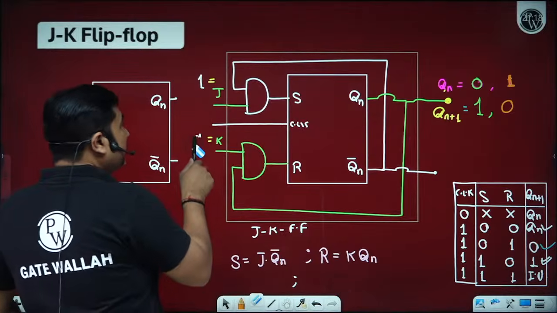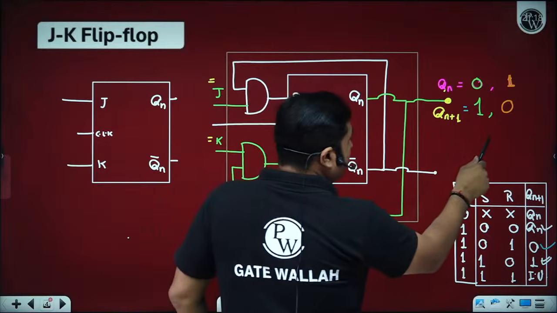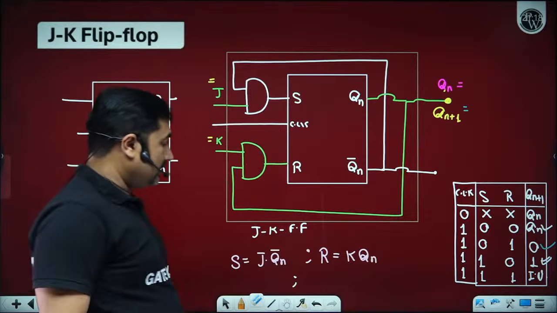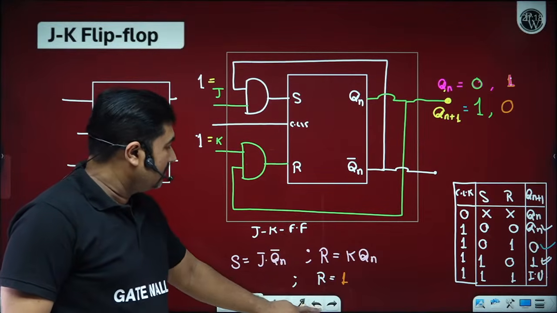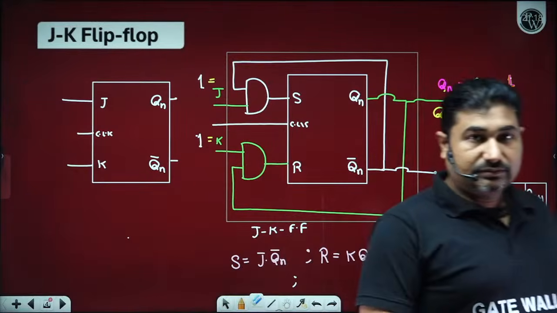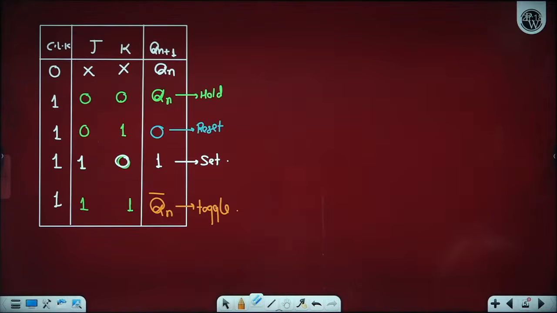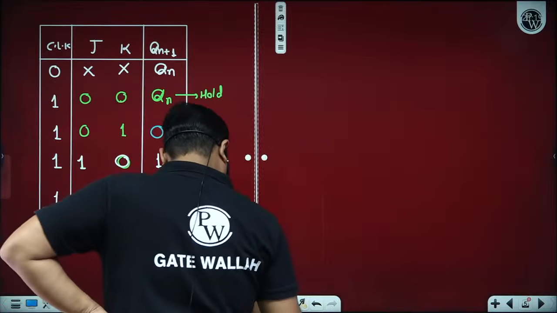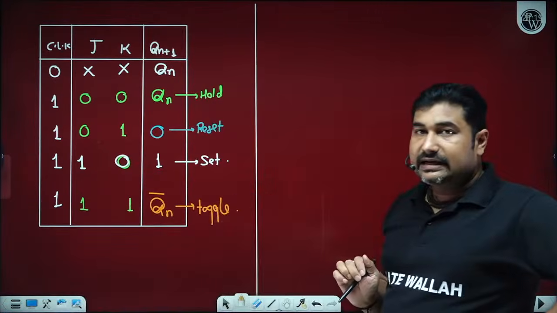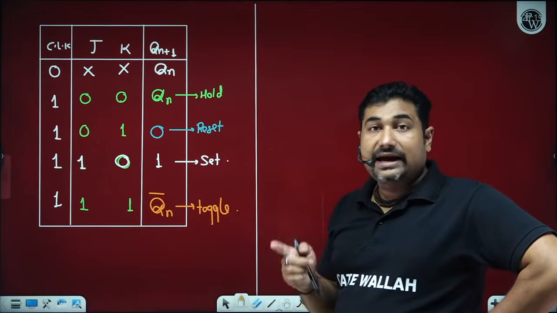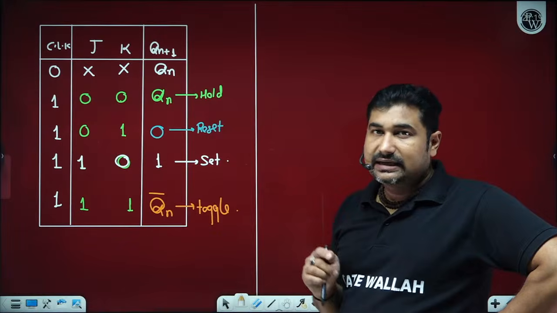Hoping all of you are able to understand up to this part. For 1, 1, you can just keep it. How many of you are able to understand the truth table of JK flip-flop? Is there any doubt up to this part? Now let's move towards the characteristic table and excitation table.